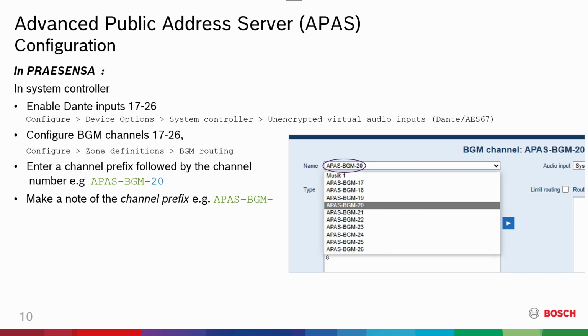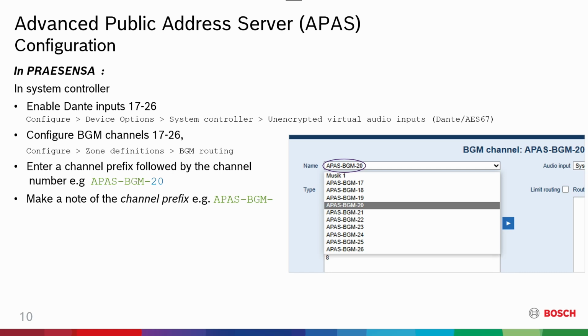So first of all, when we go to configure the system, we want to go into the PRAESENSA configuration and enable Dante inputs 17 through 26. These are unencrypted inputs, so they're reserved. We can use those for the Dante input from APAS.